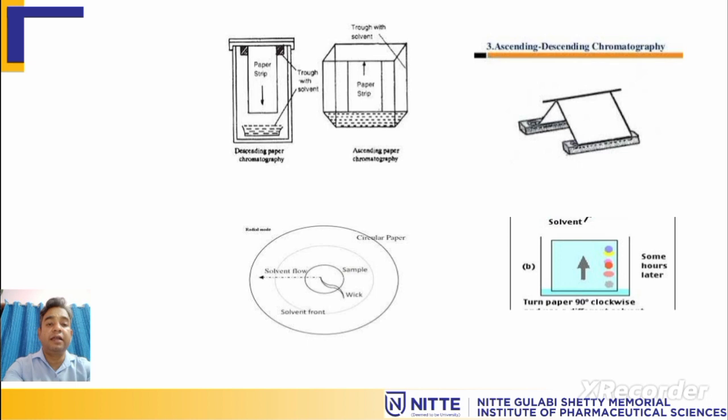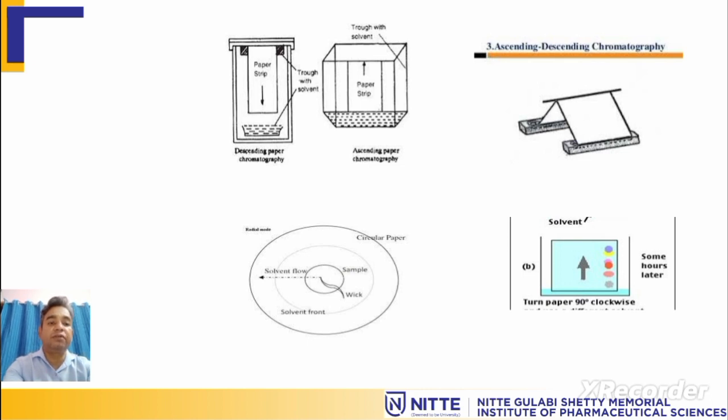Next, in pictorial form, we have seen circular development. The sample is on a circular paper, in which the sample is spotted, and then a wick is dipped into the solvent. In circular development, the sample is spotted onto the one circle which is framed there, and we have also marked till where the solvent has to run, and then it gets separated. We measure the distance from the center, and the distance traveled by the solvent, and then we find out the Rf value.